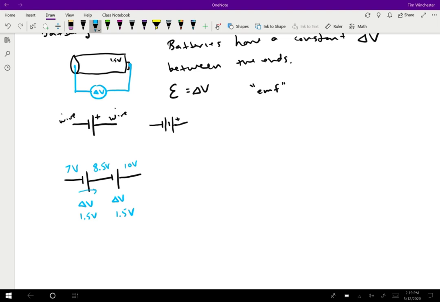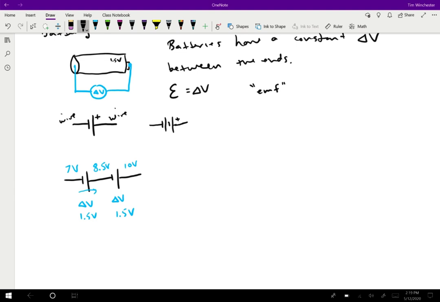Okay, so you might wonder why I started at 7. I just picked a random number. Typically, what we will do is pick a spot to call 0, and then work from there. It's okay to have the potential be negative in some spots. Nothing bad happens. We just kind of pick a spot and start.